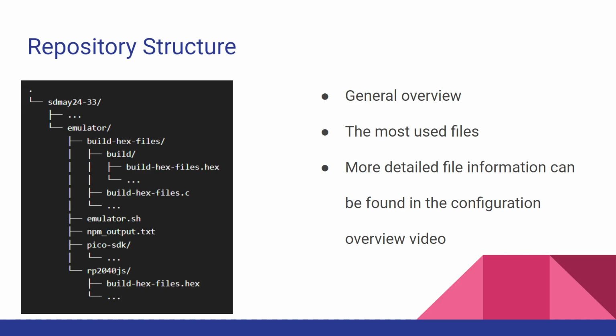And then this file is placed into the rp2040js directory seen at the bottom, where it is then run on the emulator. In conjunction with this, we have the emulator.sh, which is the script that runs the emulator itself automatically, so none of this has to be done manually. There is also the npm output txt file, which displays the output from the emulator running code. The Pico SDK is also a directory where all the SDK information is stored for the emulator.